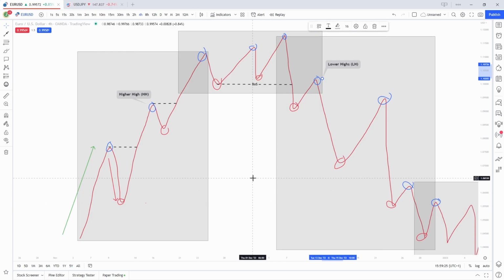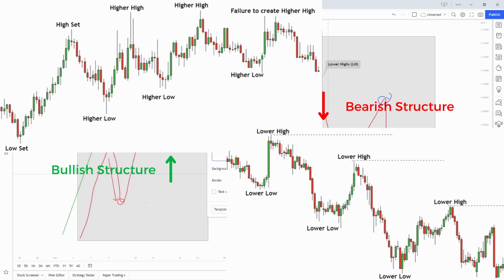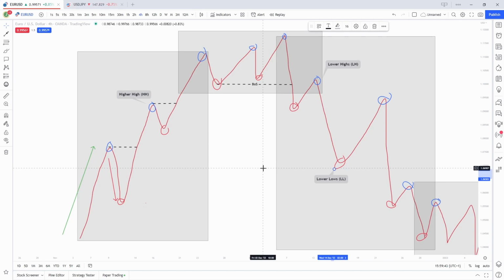Now, that is when we can identify that structure in the market is in a downtrend or bearish, when we see lower highs and also lower lows. So it's going to be LL. Now, if we are seeing both lower highs and lower lows, that is when we know a market is bearish. That is when we know we are currently within a downtrend.